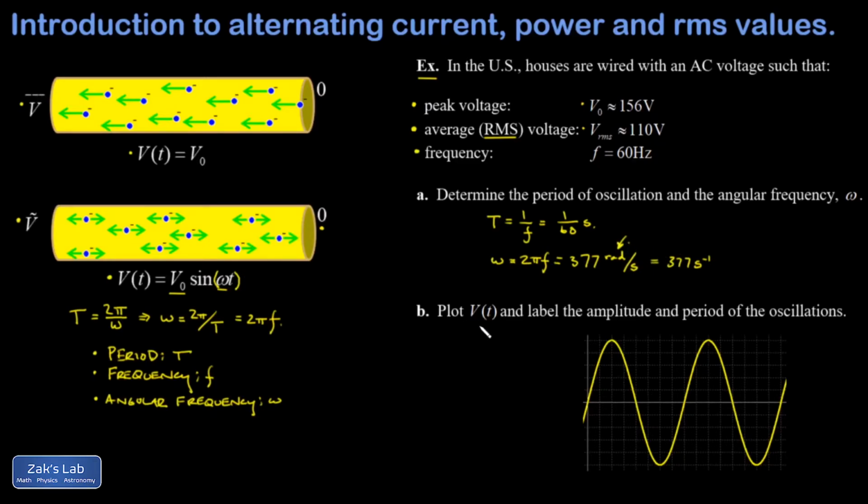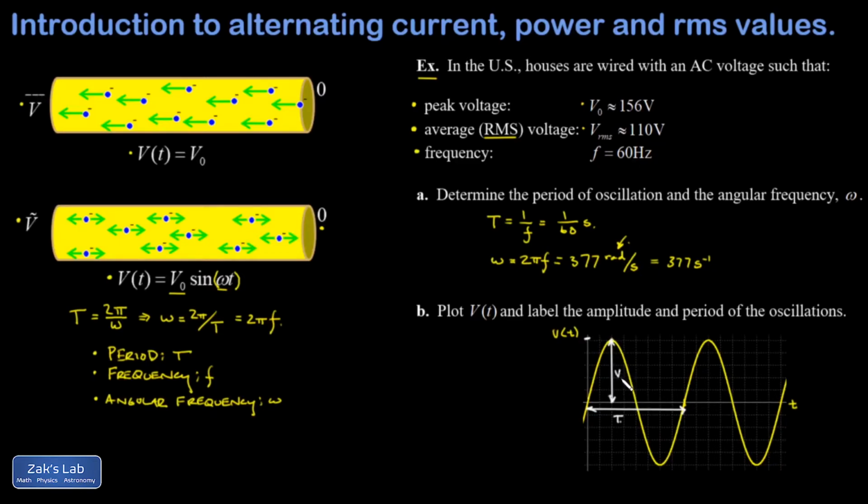Finally, we're supposed to plot V of t and label the amplitude and the period of the oscillations. And of course, I already did the plot. This is just our basic sine function, but I wanted to label the period on here. So that horizontal axis is t, the vertical axis is V of t. The period is the time for one complete wiggle, so that covers this amount of horizontal distance on the graph. And then the amplitude here is the distance between the midline and the peak, or midline and trough. And we already have a name for this.